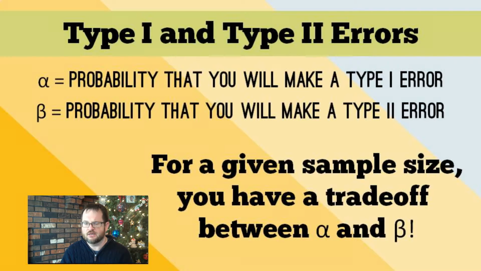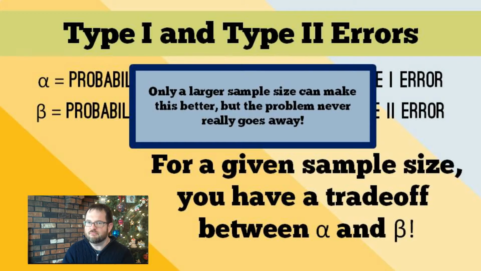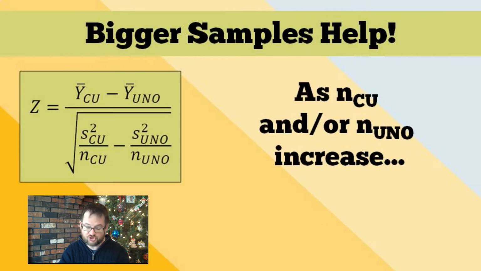Whoa, this is really, really ugly. The only thing you can do to make this situation better is to take more observations. Only a larger sample can make this better, but no matter what, it's only making the situation better. This problem, this trade-off between alpha and beta, always exists. But bigger samples do help.